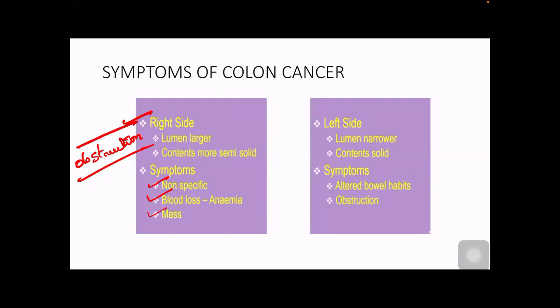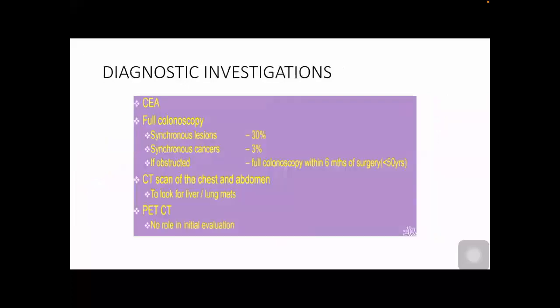The left side colon, on the other hand, has a narrower lumen when compared to the right side, and the contents are more solid, and the growth in the left side colon is also more constricting. So it's a constricting growth in the left side colon. Therefore, it more commonly goes for obstruction. That's why altered bowel habits and obstruction are more common in the left side colon.